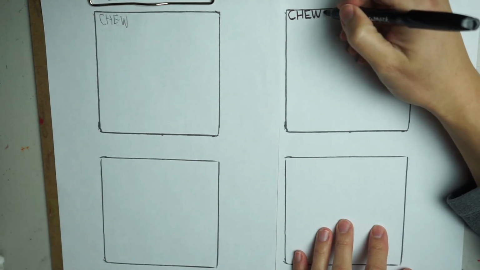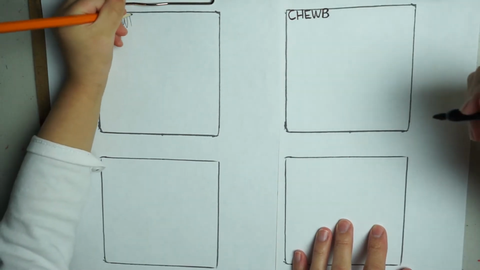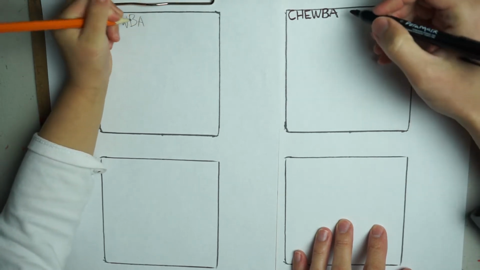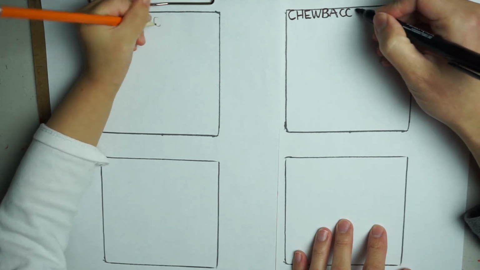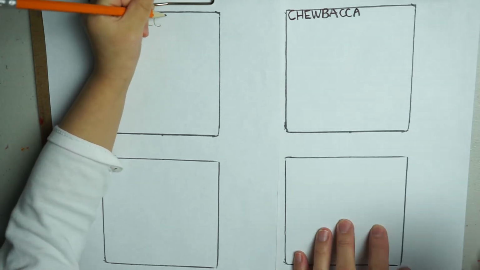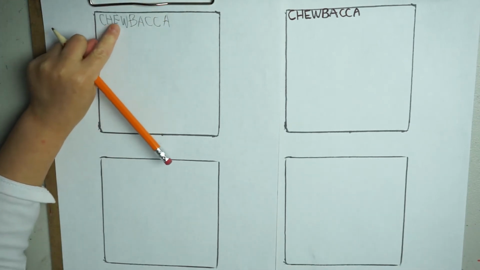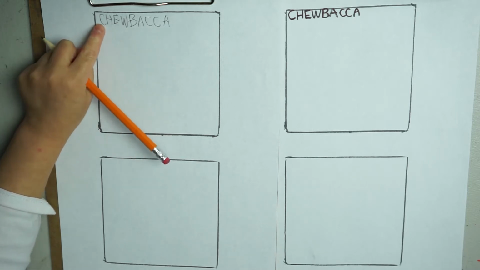Okay. Baka is B, A, C, A. Okay. That's a really long name. Chewbacca. That's why his friends call him Chewy. Okay, Chewy is shorter, right?